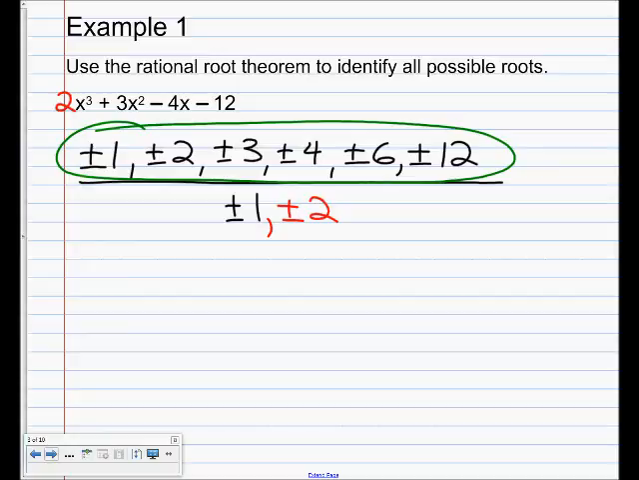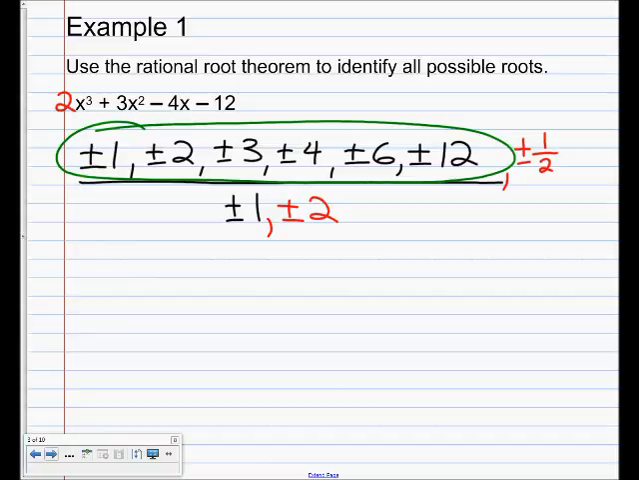So watch how this changes things. Take all the numbers in the top, divide by 1. What happens? Nothing changes. But now you have to take all these numbers and also divide by 2. So what is 1 over 2? 1/2. So I have another root of 1/2. What about 2 over 2? Do I need to write 1? Why not? It's already there. Okay? So 2 divided by 2, already there.